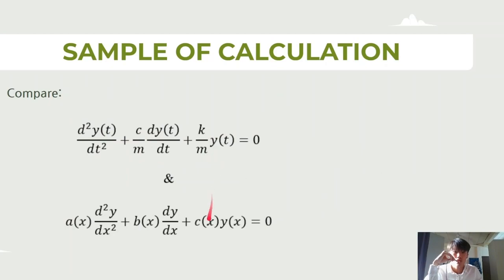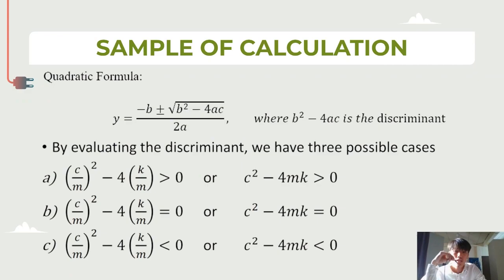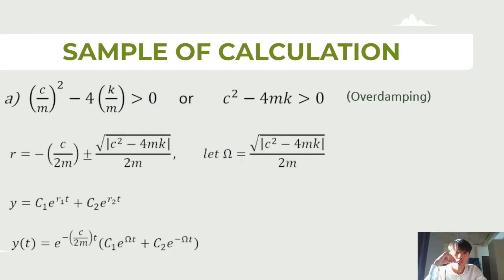And by comparing with the general form of the homogeneous second-order linear ordinary differential equation, we can know that the value of A equal to 1, B equal to C divided by M, and C equal to K divided by M. After that, by applying the quadratic formula and by evaluating the discriminant, b squared minus 4ac, we have three possible cases. In the first case, overdamping, the equation has two real and unequal roots.